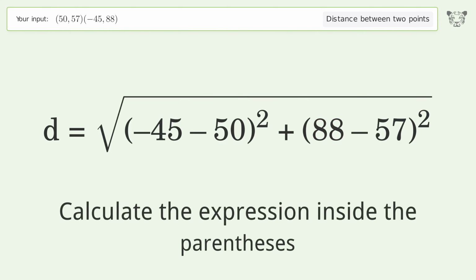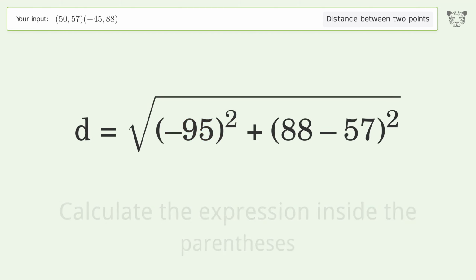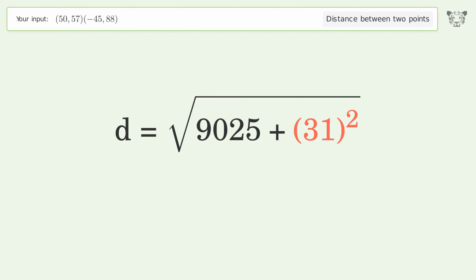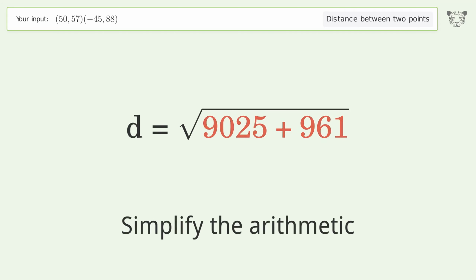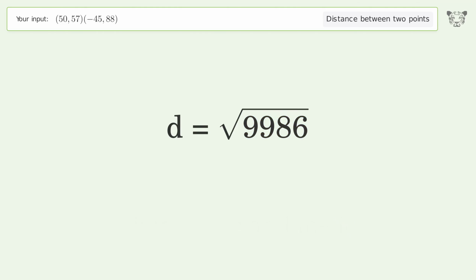Calculate the expression inside the parentheses. Simplify numbers raised to exponents. Simplify the arithmetic. And so the distance between the 2 points is the square root of 9,986, or 99.93.